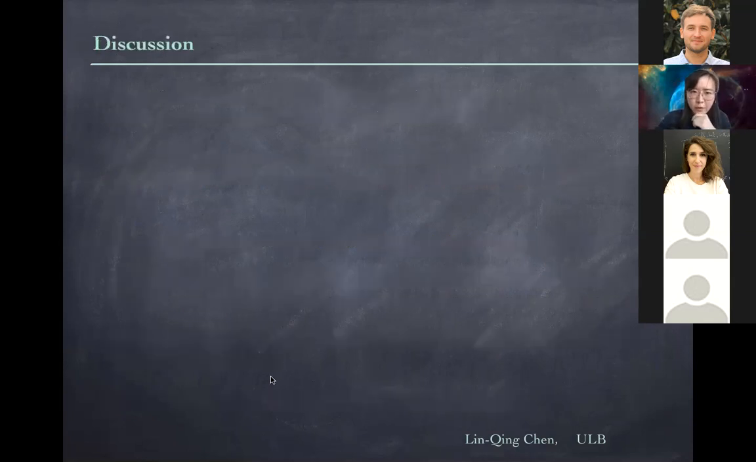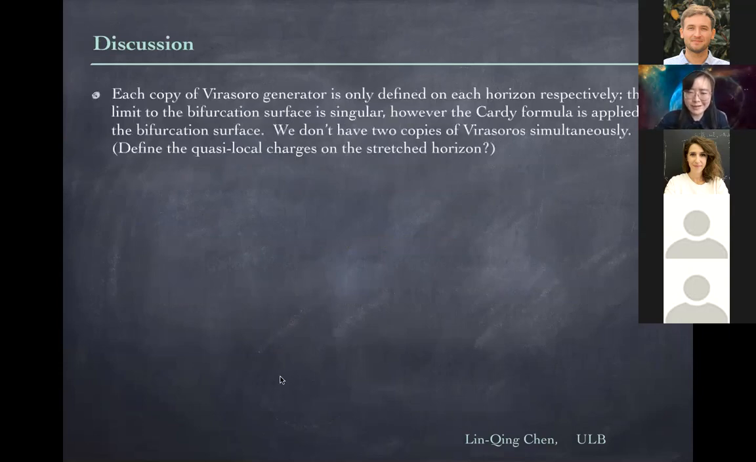So here are the following questions. Some are my concerns, some are open questions, all things I'm very excited about. So the first point is that each copy of the Virasoro generator is only defined on each horizon respectively. So on the future horizon, that copy of Virasoro, if you take the limit towards the past horizon, is a singular limit.